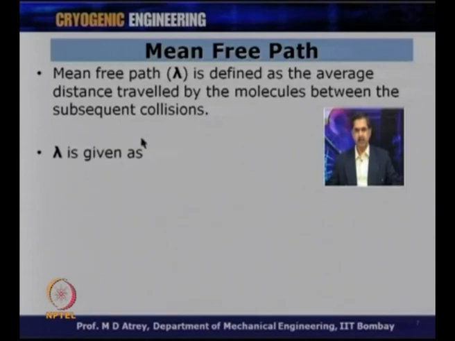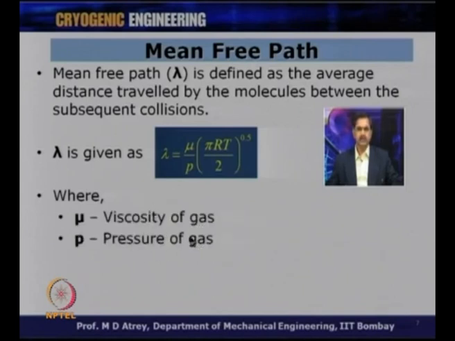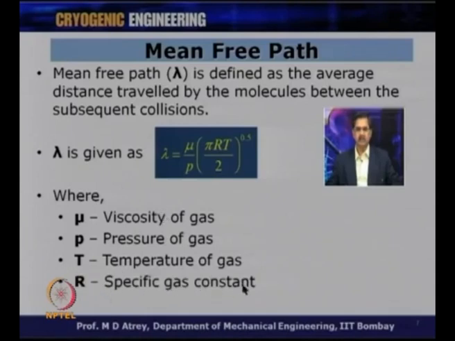So, the mean free path lambda is given by this particular expression: lambda is equal to mu by P into (pi RT by 2) to the power 0.5, where mu is the viscosity of the gas, P is the pressure of the gas, T is the temperature of the gas, and R is the specific gas constant. So, there are different parameters, and for every gas now we can calculate the value of lambda.